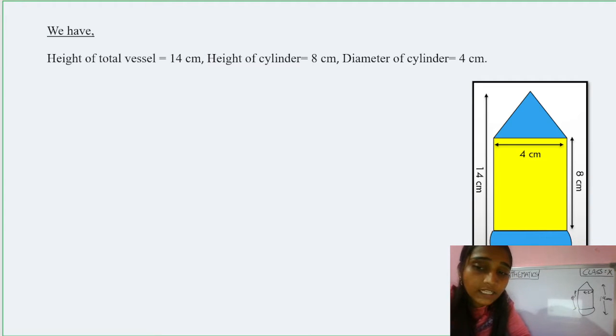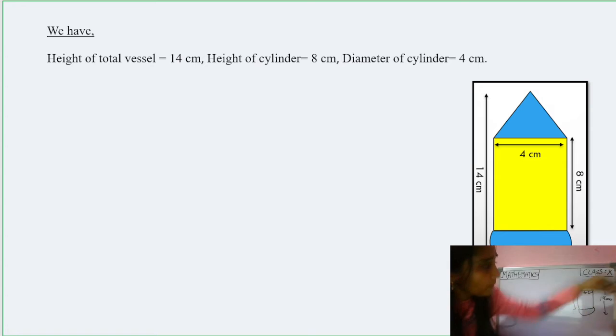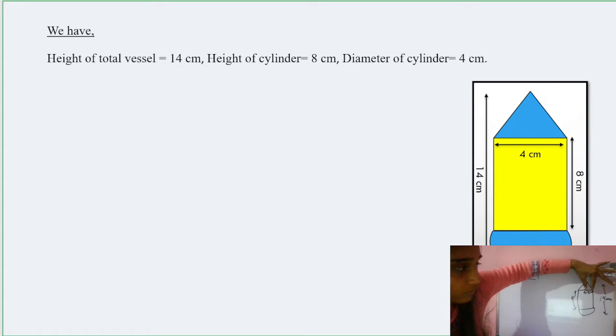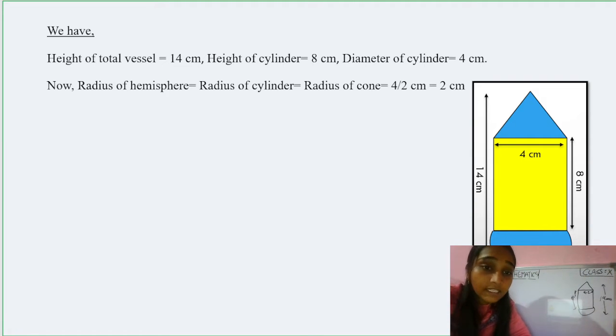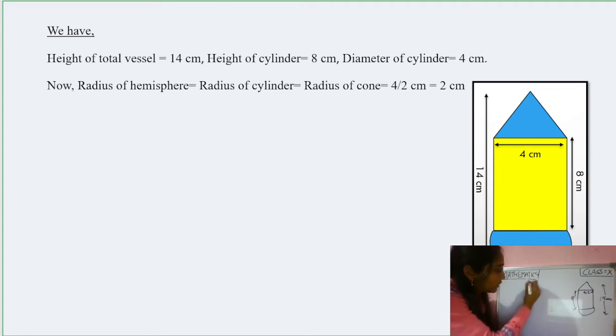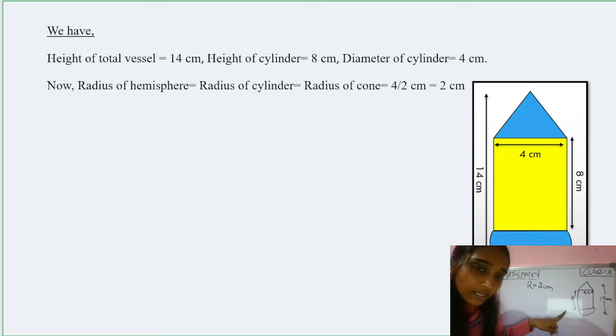We have the radius of the cone, the cylinder and the hemisphere. Will the radius be the same? Yes, obviously. For this conical portion it will be 2, for this cylindrical portion the radius will be 2, and for this hemispherical portion also the radius will be 2. So I can write here that the radius is 2 centimeter for all these three different solids. What are the names of these three solids? Yes, a cone, a cylinder and a hemisphere.